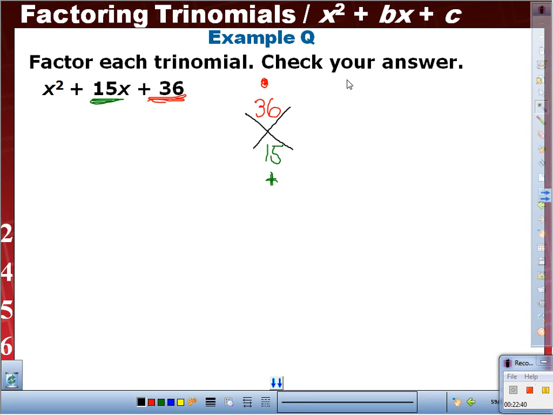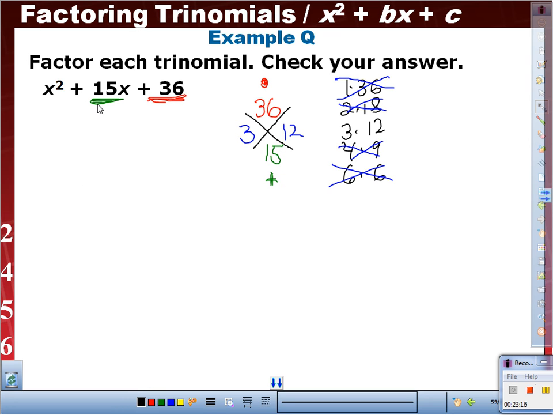Let's see, factors of 36. 1 times 36, 2 times 18, 3 times 12, 4 times 9, 6 times 6. Which one of those adds up to 15? Well, not this one, it's too far apart. Not this one. Not this one. Not this one, therefore it's 3 and 12. 3 times 12 is 36, 3 plus 12 is 15. Okay? Now that I have that, what am I going to do with that?